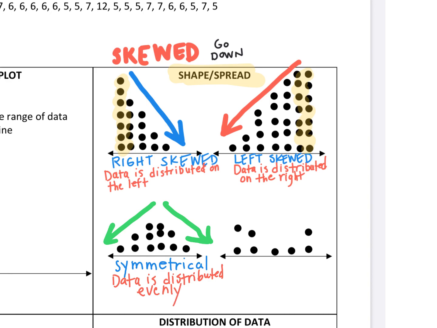And this last one, it's kind of all over the place. And that's rightfully so. So when it's kind of all over the place and you don't see any kind of pattern, this is what we call no shape or spread. Same thing, no shape or spread. There's nothing in particular that gives us a shape, okay, or a spread. So we're going to say the data is not distributed evenly.